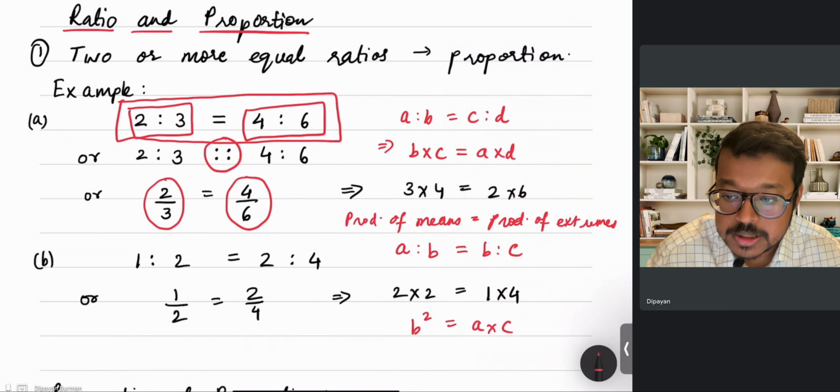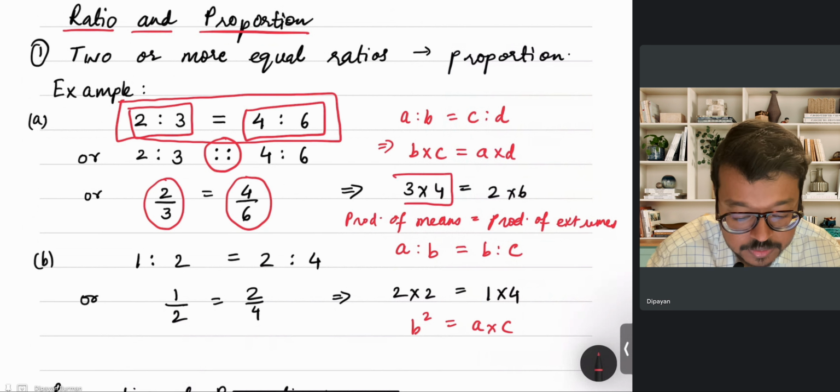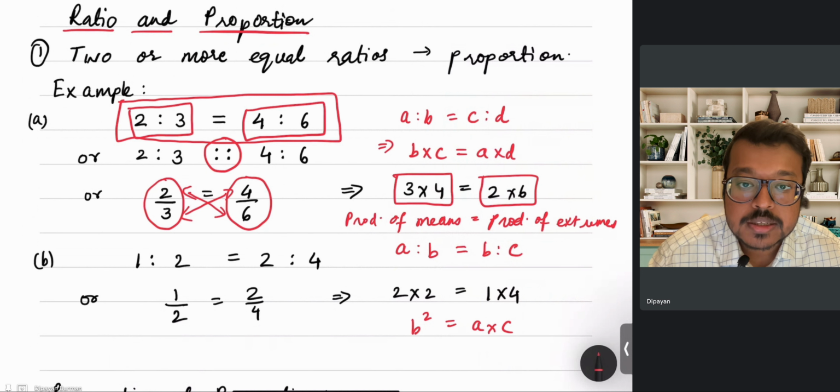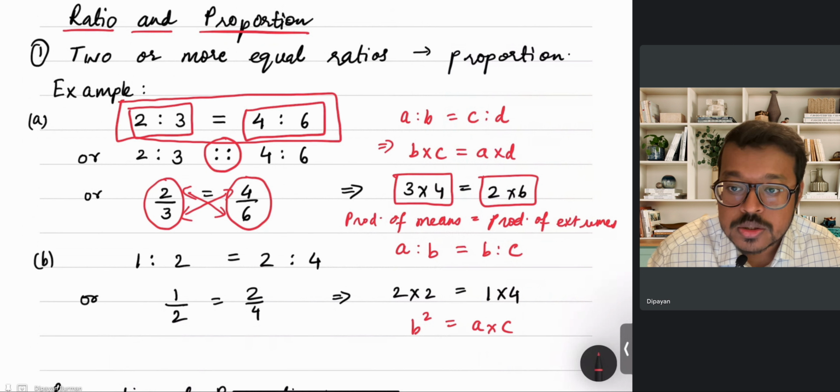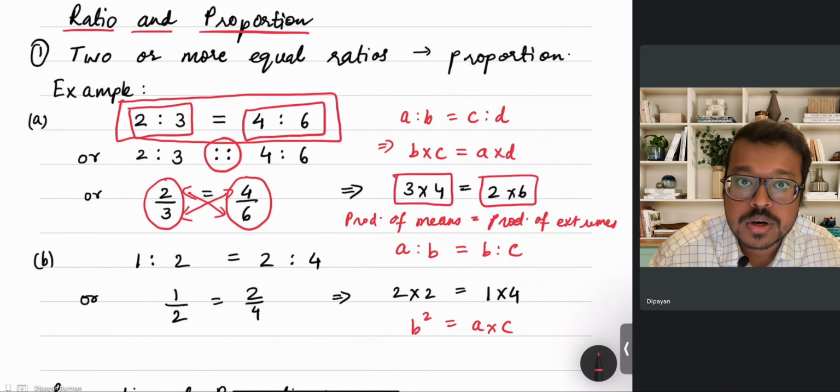Now if I cross multiply, I will be able to say that 3 into 4 is equal to 2 into 6. So that is always true in case of a proportion. So suppose here we had taken two equal ratios. So we have four numbers which are in proportion. The numbers are 2, 3, 4 and 6.